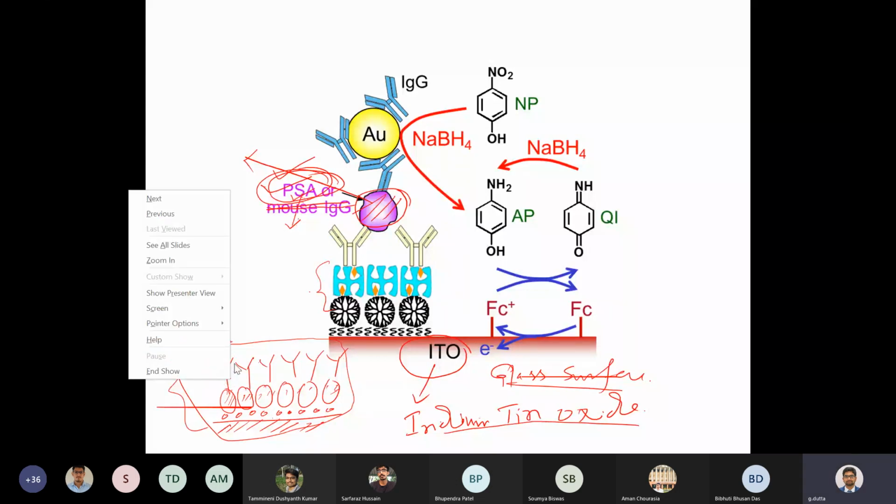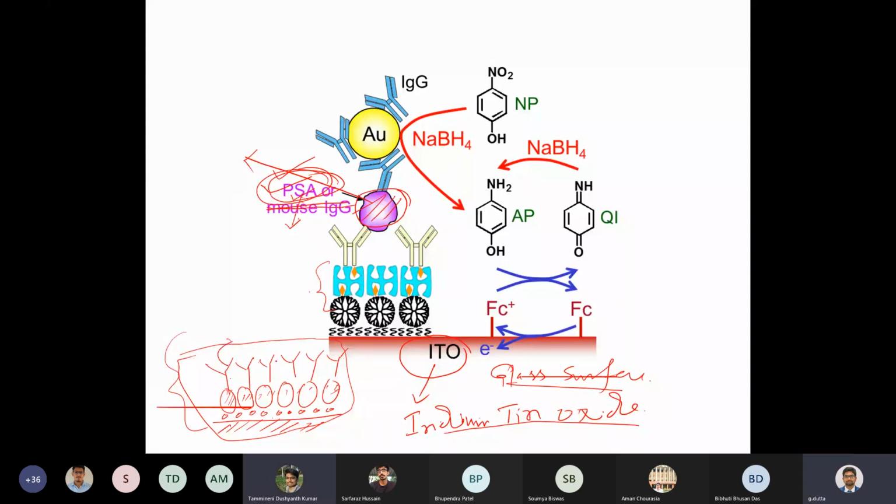Clear, guys? You just ask me. If you're not clear, I will repeat again. Is it clear or should I repeat? Sir, I have one doubt, sir. Yeah, tell me. Sir, you said linker is connected to this nanomaterial ITO. Obviously, yeah. You said the linker is also some kind of protein. It can be or cannot be, but you can use some kind of protein.